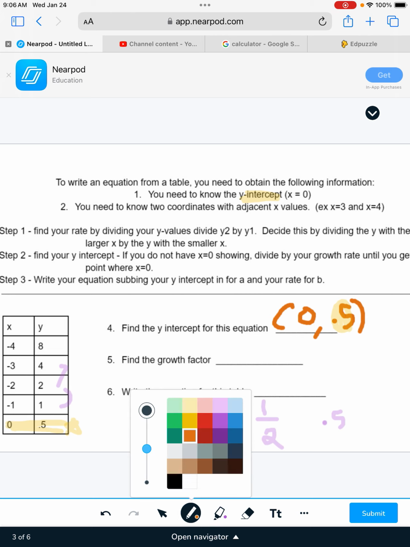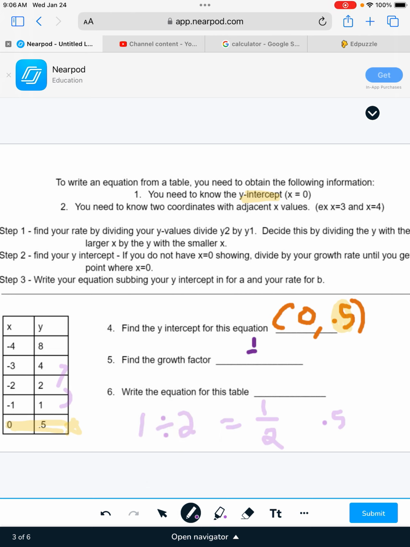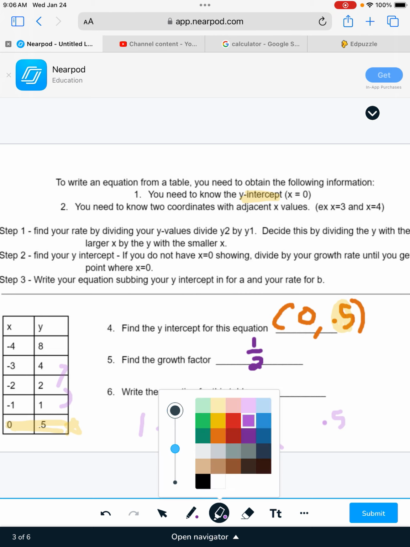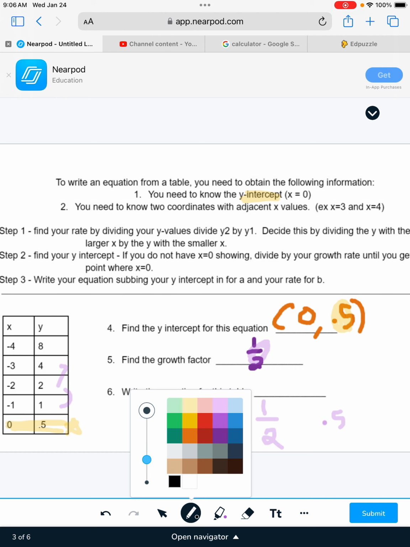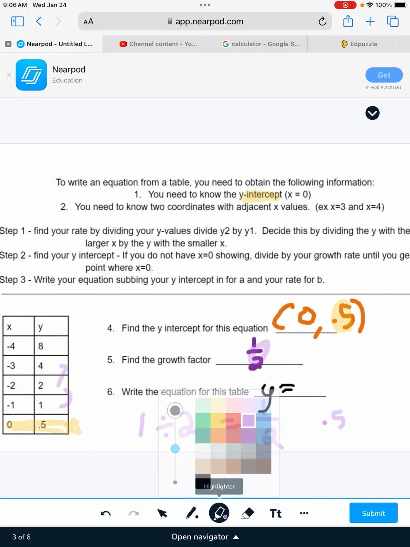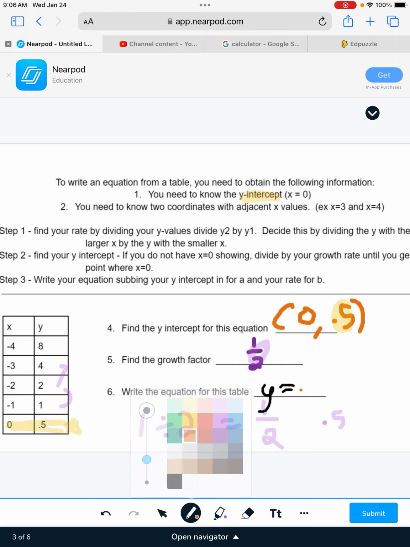In this case, I'm going to have it written as a fraction just because I feel like it is going to be a little bit more understandable as a fraction. And this is already enough information for us to be able to write our equation. Once again, we're going to start with our y equals. We're going to go with our y-intercept, which is our 0.5, times our 1/2, because that's our growth factor, raised to the x. And that is going to be our equation for this table here.